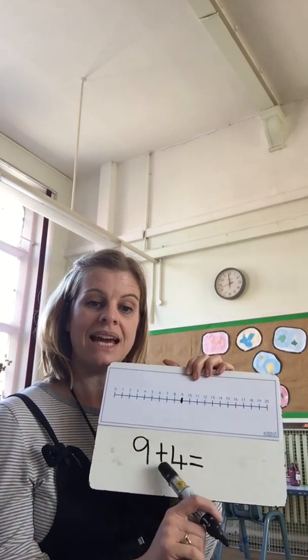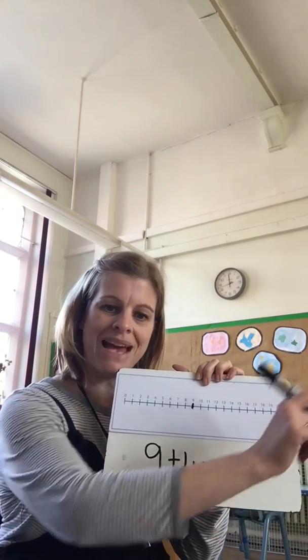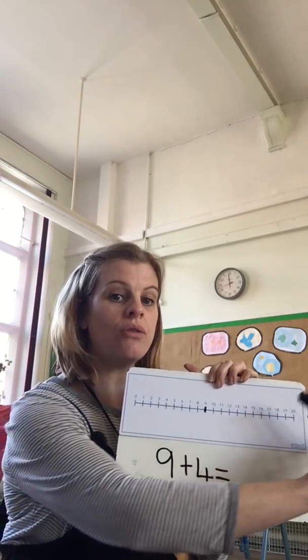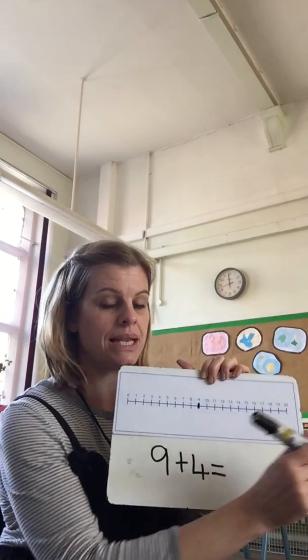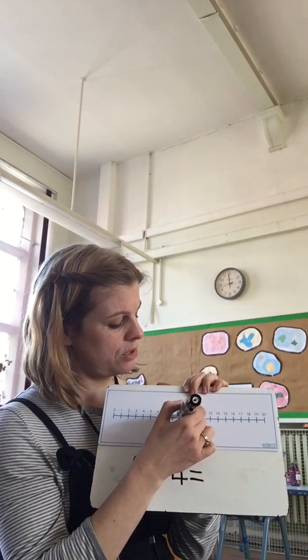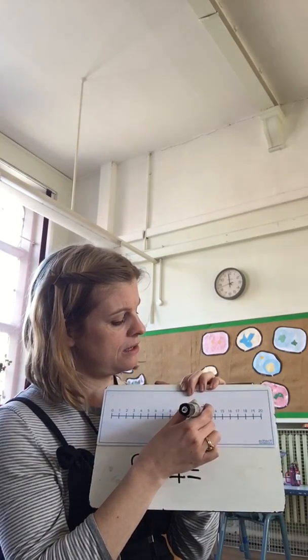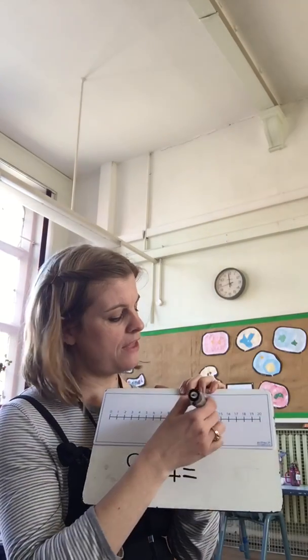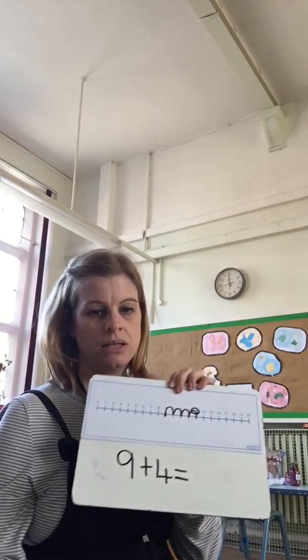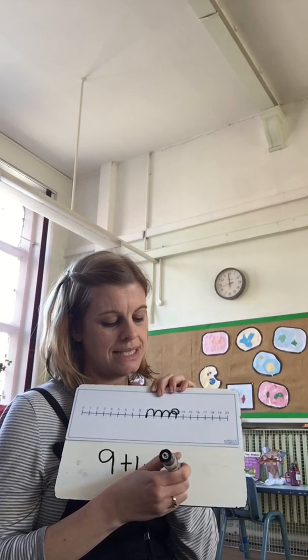And then I need to add 4, which means my number's going to get bigger because I'm adding more. So I'm going to go further on my number line because my numbers are going to get bigger. And I'm going to do my 4 jumps. 1, 2, 3, 4. And there is my answer. 9 add 4 is equal to 13.